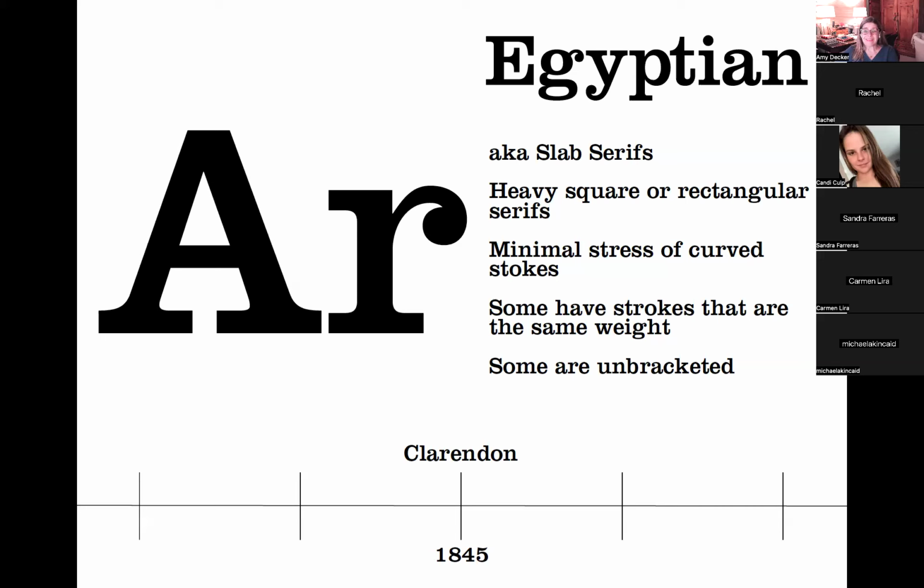Okay, Egyptian, also known as slab serifs. Here's Clarendon, which was designed in 1845. Heavy, square or rectangular serifs. Remember, these were the monster fonts. This is when we moved into billboards and the need for getting big typefaces up on them. Some have strokes that are the same weight, and some are unbracketed and some are bracketed. So there's not one way for the Egyptian. It could be either or, because remember, these serifs become really decorative in Egyptian and slab serif.